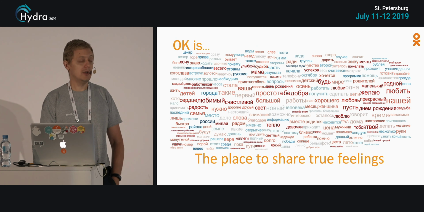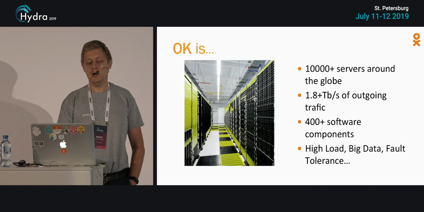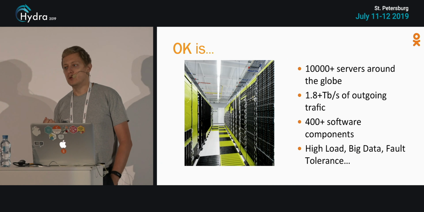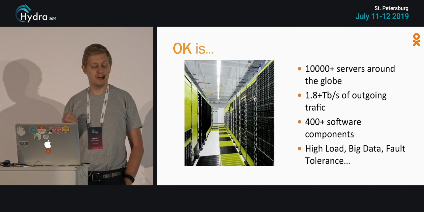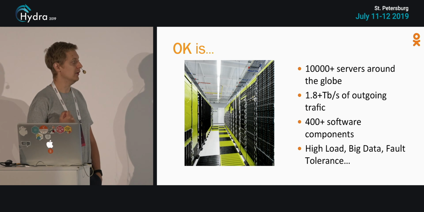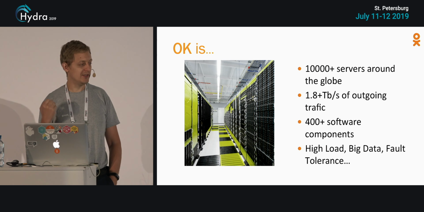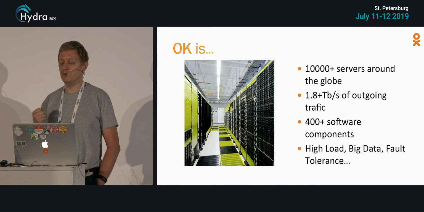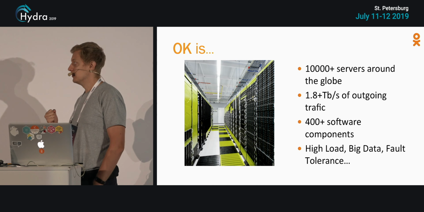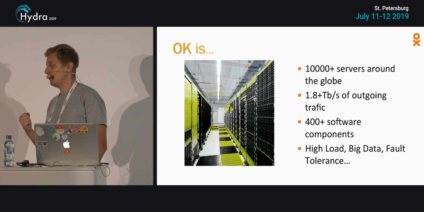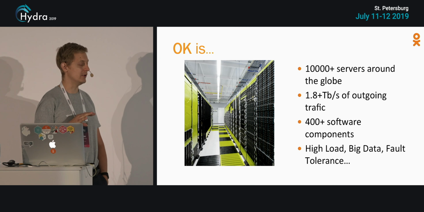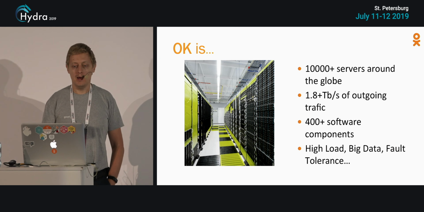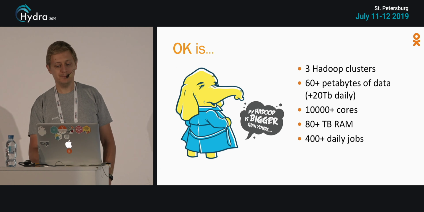And of course, Одноклассники is a very heavy technological project. We have more than 10,000 servers around the globe, serving up to 2 terabits per second of outgoing traffic, a huge software code base, almost 400 software components. High load and fault tolerance are all about us. And of course, big data.